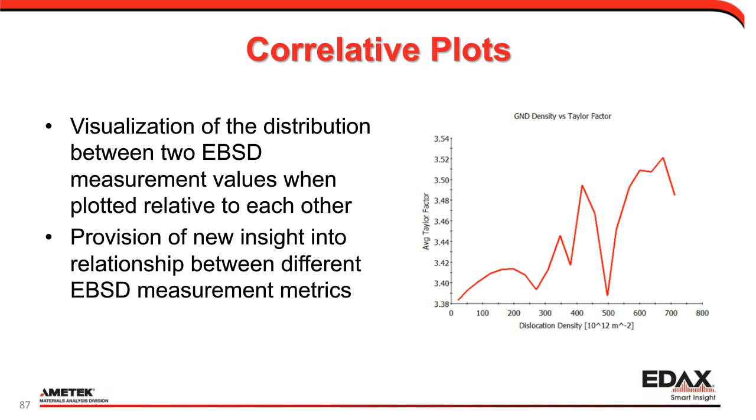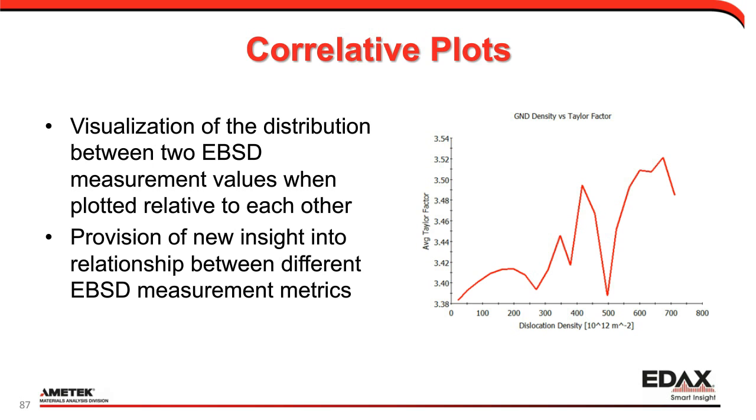We can do what we call correlative plots. This is where we can use two different measurements on two axes of a plot. So this is an example where we've looked at the dislocation density versus the average Taylor factor of a material. It just helps us get a better understanding of how different EBSD measurement metrics may correlate with each other.